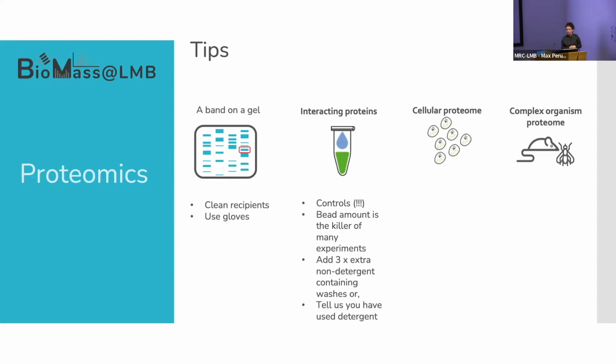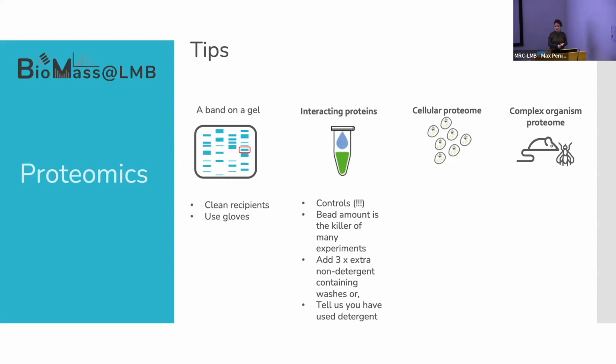Usually, IPs use detergent in their wash steps so that you're washing off these binders that are not specific but are still there and you want to get rid of them. The only thing that we are going to tell you is that that's fine. If you can, and it's a big if, please add 3 more washes without detergent. And the reason why is because detergent completely suppresses ionization, and that's very easy to understand. Negatively charged detergent molecules are going to interact with the positively charged peptides, and we won't be able to see anything.